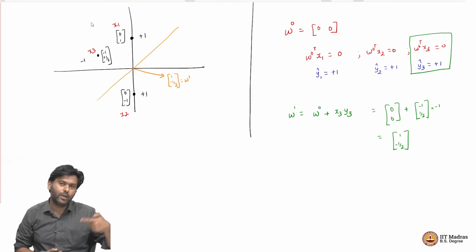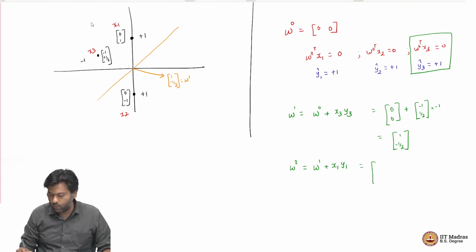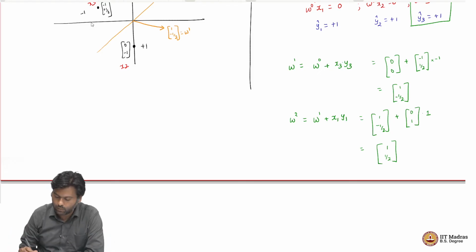It is correctly classifying x2 because it is below the diagonal orange line. It is correctly classifying x3 because it is above the diagonal orange line. But x1 is above the line, yet it is labeled +1, which is a mistake. So now I am going to update my w using x1. My w2 is going to be w1 plus x1 y1. w1 is 1, minus half, plus x1, which is 0 1, times the label of x1, which is 1. This gives me 1 plus 0, which is 1, and minus half plus 1, which is half. So that is going to be my w2.